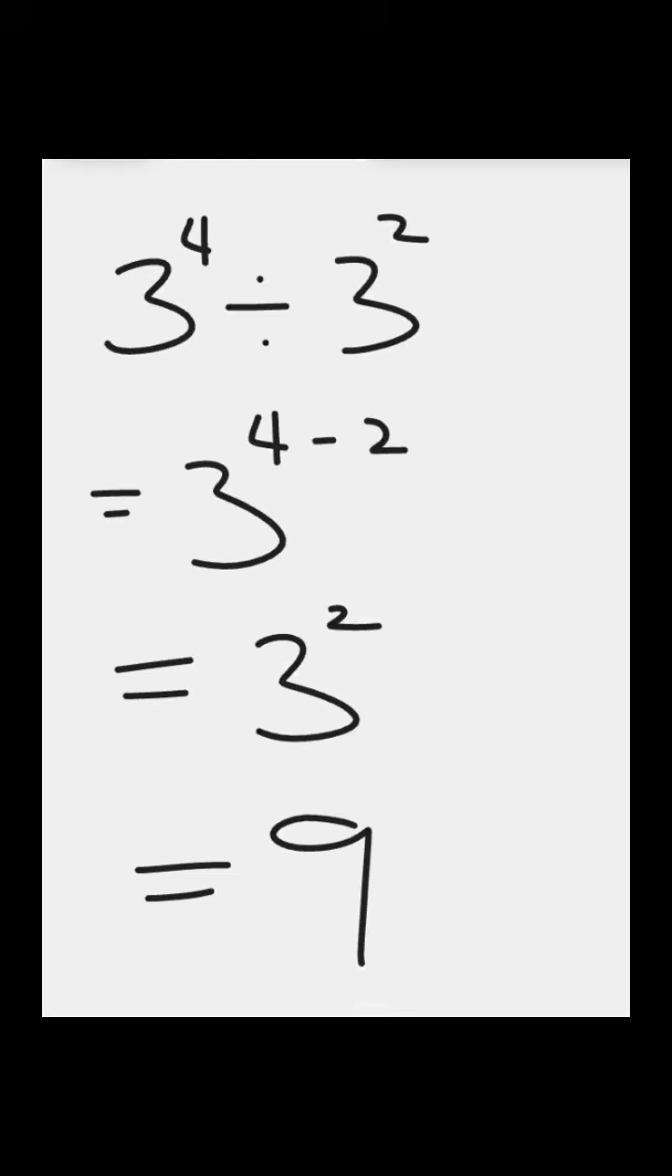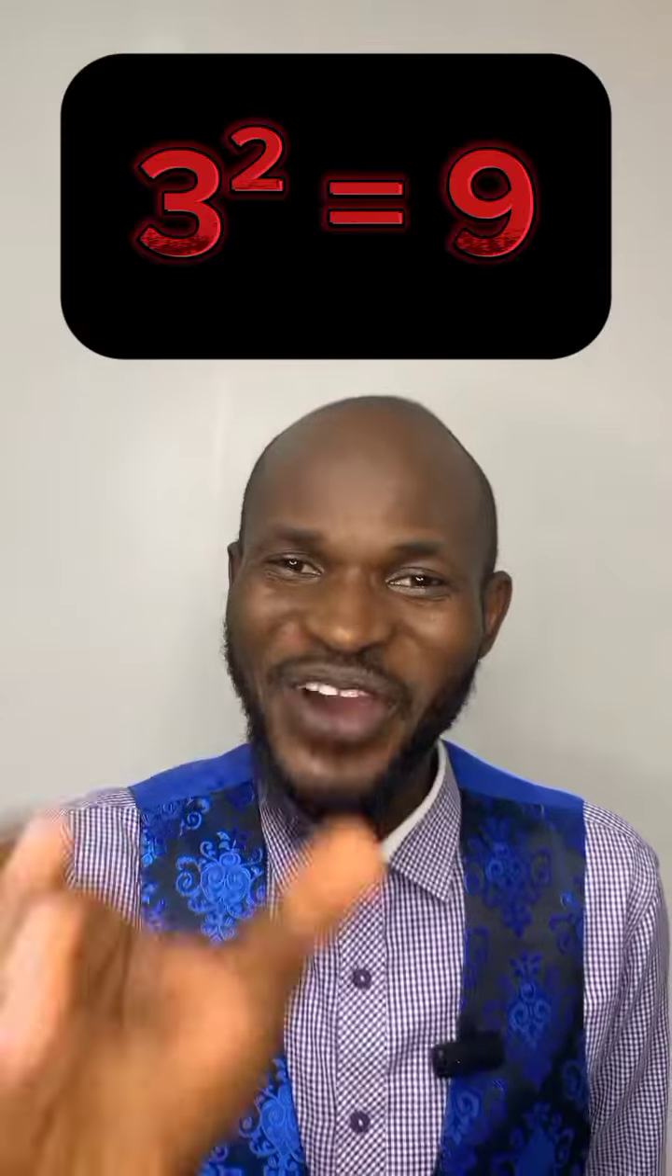So 4 is the power of one base and 2 is the power of the other base. Since the bases are the same, just write down one base, 3, then you say 4 minus 2. 4 minus 2 is going to give you 2. Then finally, you arrive at 3 raised to the power 2. So 3 raised to the power 2 will now be your final answer.